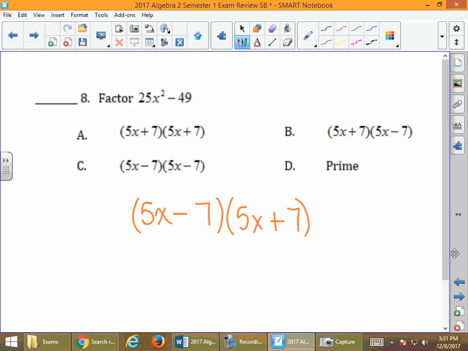So once we factor, then we can go back and look here to see that our answer is definitely not prime. And on C, they both have negatives, so it's not that. And A, they both have positives. So on problem B, they have a positive 7 plus 7, and then we have a minus 7. And I have it in a different order, but it is, in fact, the answer B.